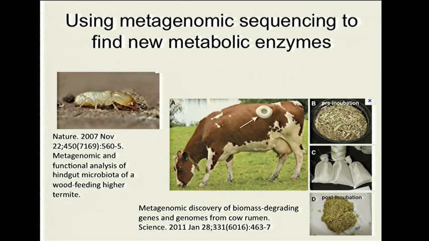The cow rumen. What they do is put this into the cow stomach and incubate it, and then they look at what bacteria they find in that cow rumen after that food has been digested. In these cases, they're getting to a level of specificity where they know they're looking for certain classes of enzymes, and they can find these with metagenomics. So these are some examples where metagenomics is now being used to find new enzymes that could be used in energy production.